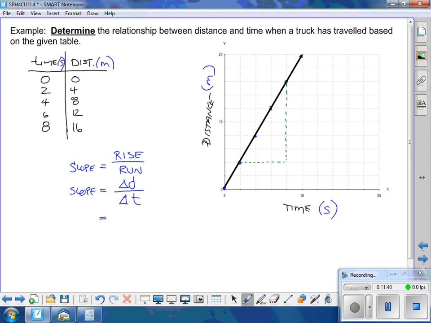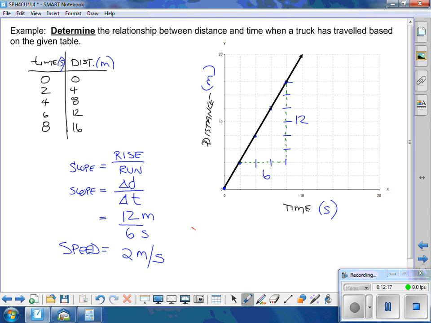For this example, 2, 4, 6, 8, 10, 12 for my triangle. I just drew any triangle, it doesn't matter. So 12 over 6. I'm measuring 12 meters, and time is 6 seconds. So 12 divided by 6 is 2 meters per second. What is a measurement of meters per second, or kilometers per hour? That is a speed.